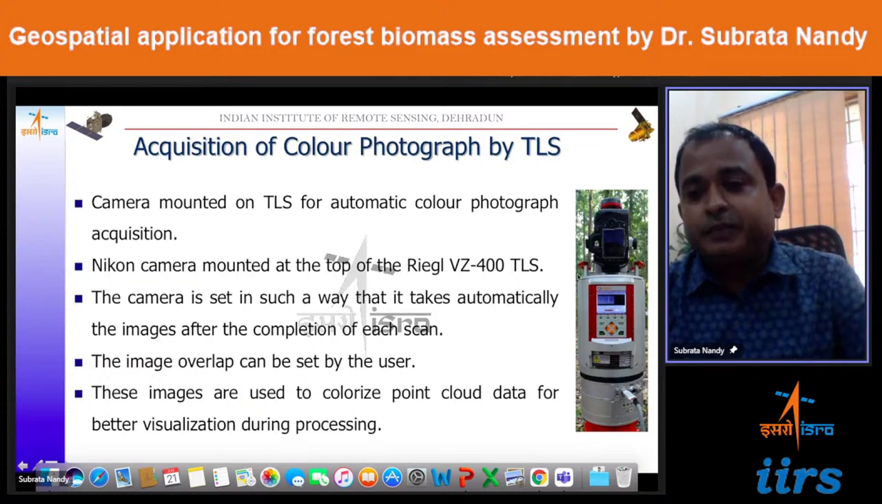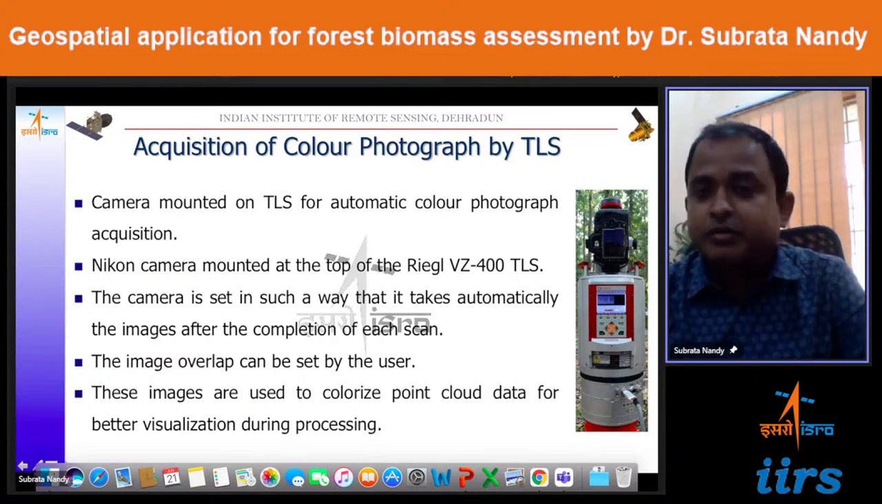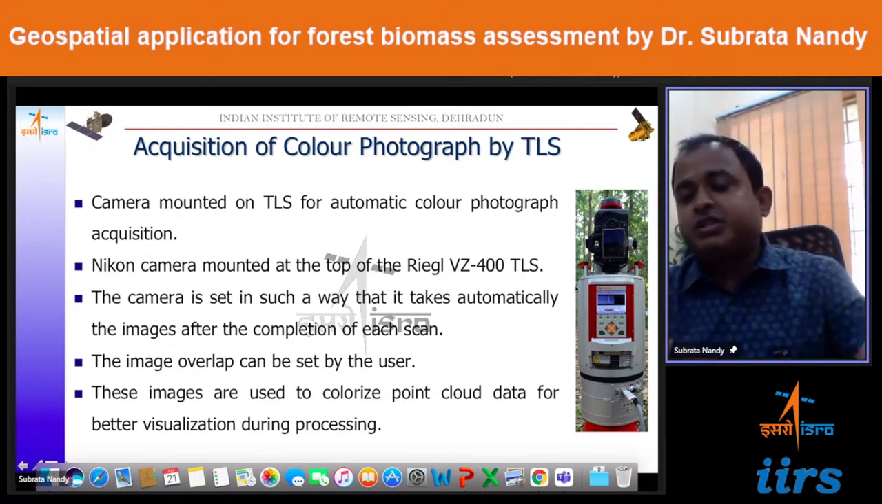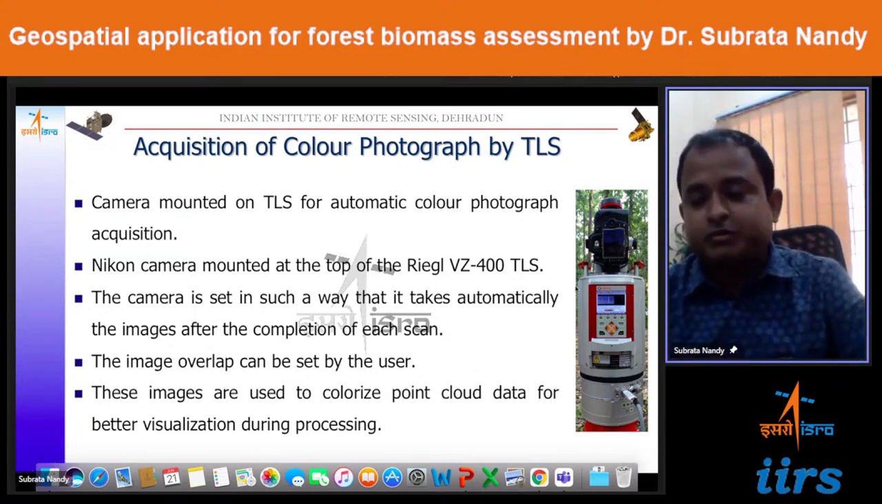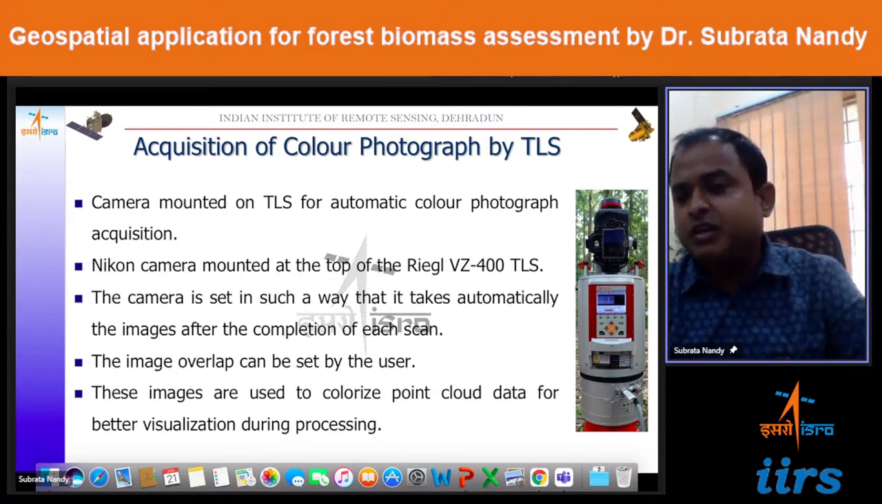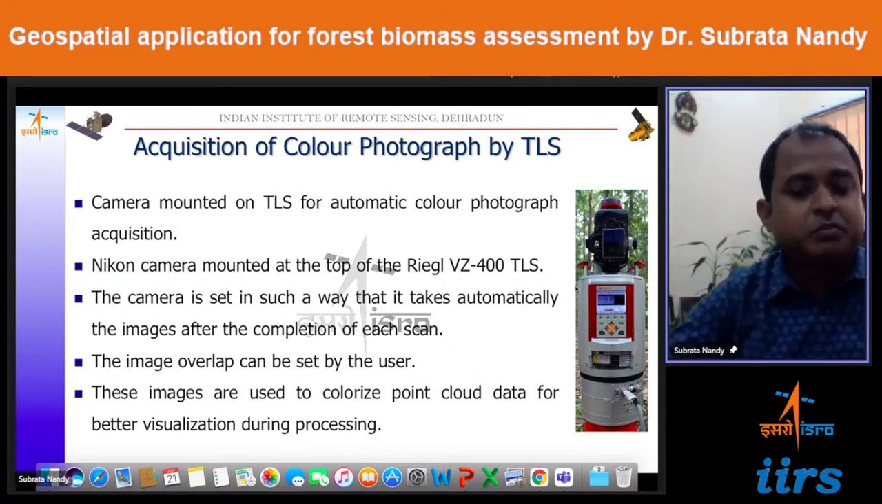And then there is a camera also attached above this scanner. Once your scanning is complete, it takes photographs of this area. The overlap of the photographs you can decide. You can keep it at 50% overlap or 60% overlap.